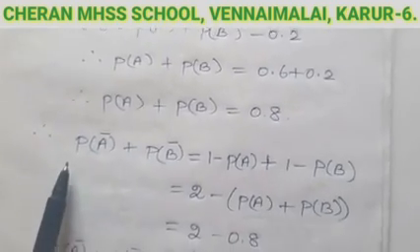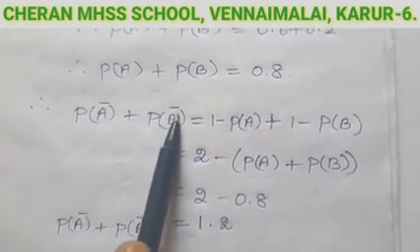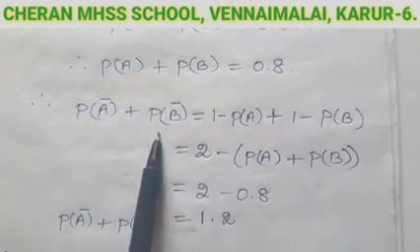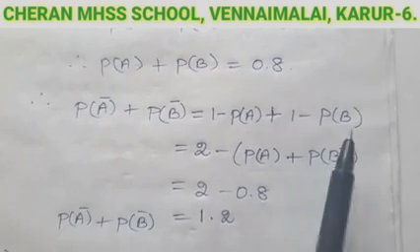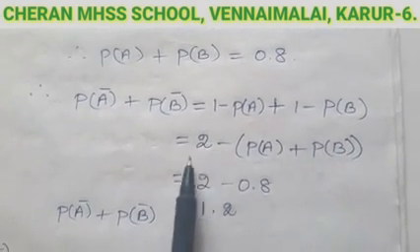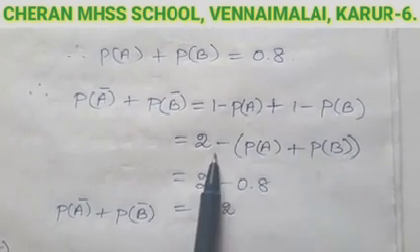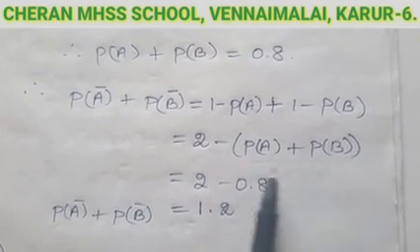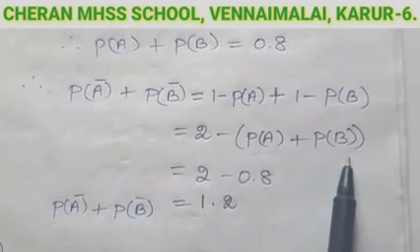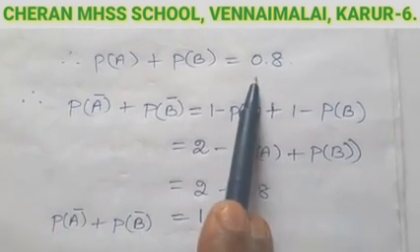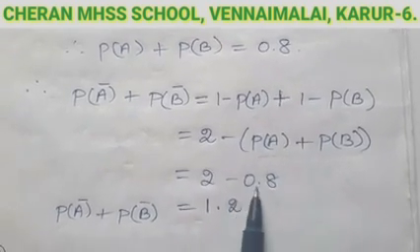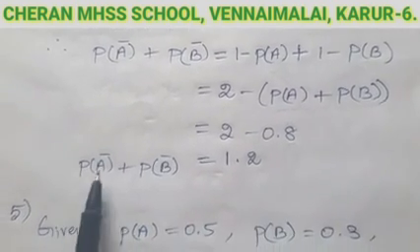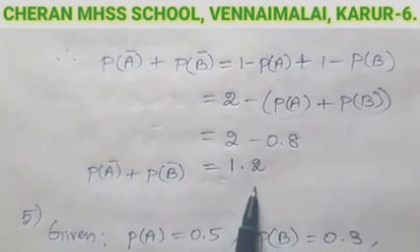In the question they have asked P of A bar plus P of B bar. We already know P of A bar is equal to 1 minus P of A. P of B bar is 1 minus P of B. Add both, 1 plus 1 is 2. Take this minus commonly outside. So, P of A plus P of B, we write this in the bracket. 2 minus, the value for this we have already found, 0.8. So, 2 minus 0.8 is 1.2. So, P of A bar plus P of B bar is equal to 1.2.